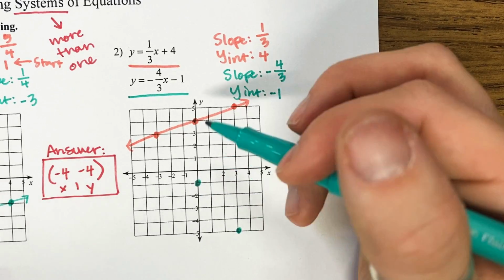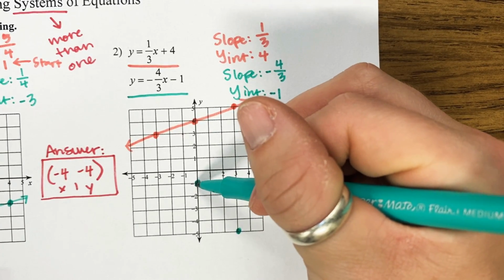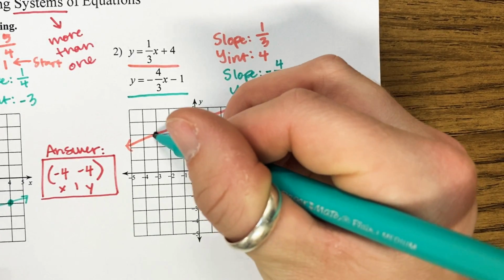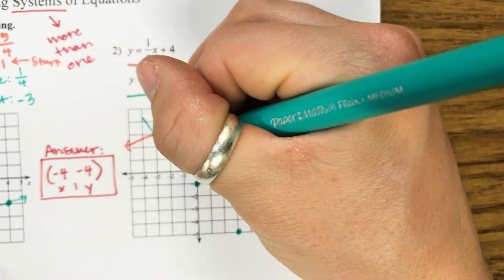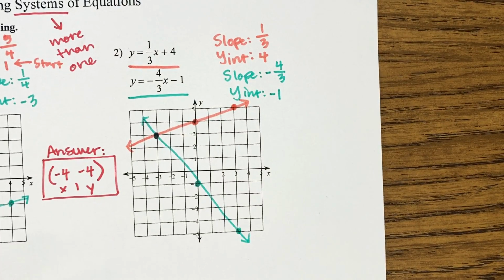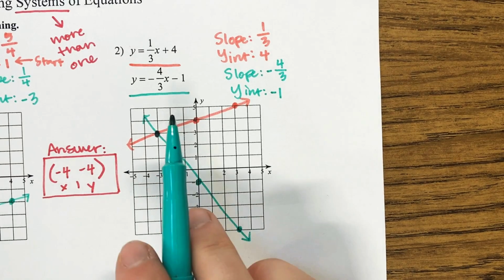Okay, well, we still don't see where they intersect, so let's go backwards. Let's go up 4, 1, 2, 3, 4, and back 3, 1, 2, 3. And there we go. There is our negative slope. Our line is going down and to the right, and we found the coordinate point where they intersect.